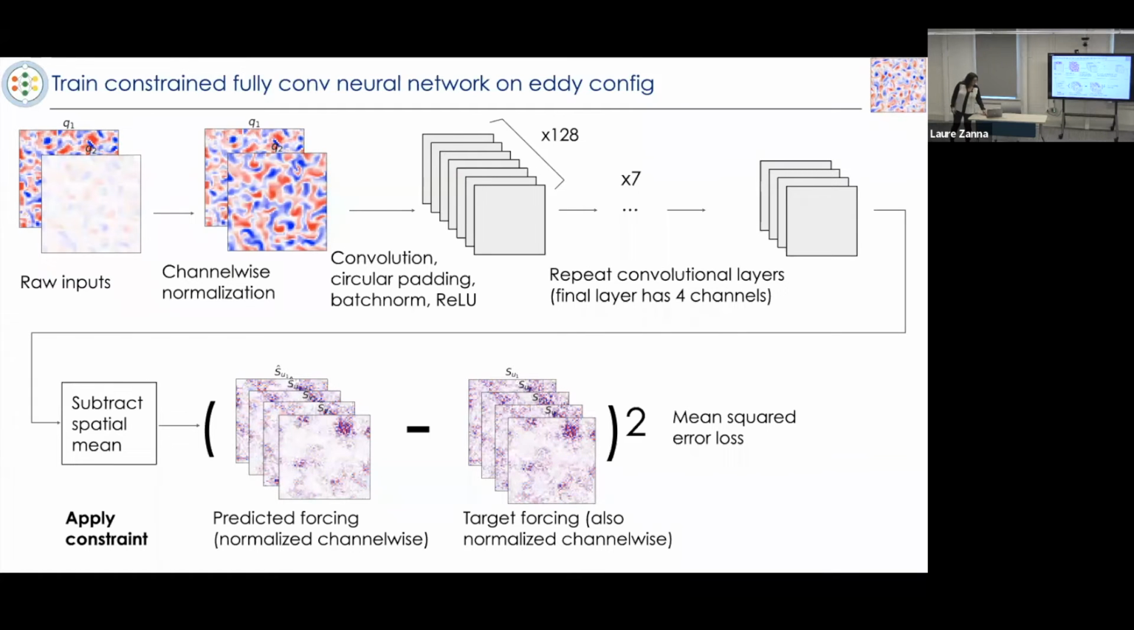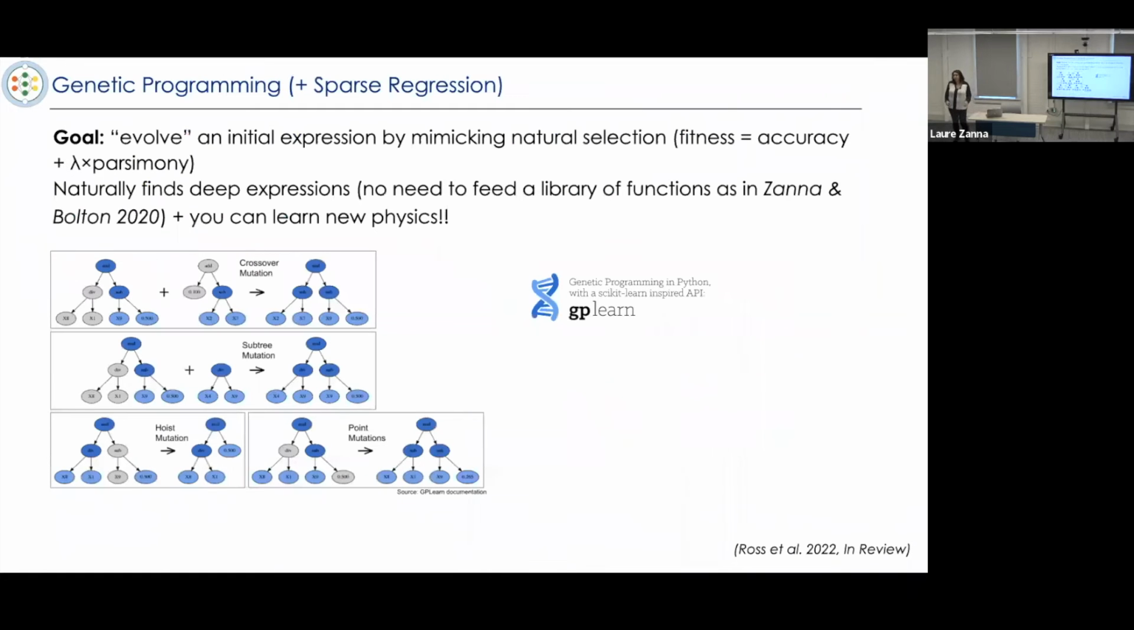So another option that we've tried was to learn equations directly from the data. I'll show you an example later on. So one approach is genetic programming. This is a symbolic algorithm, and the idea is you try to evolve some kind of random expression initially to learn this missing forcing. And so basically you're trying to mimic evolution.